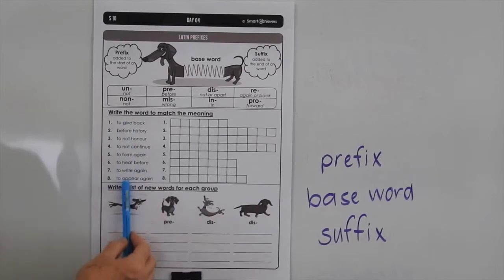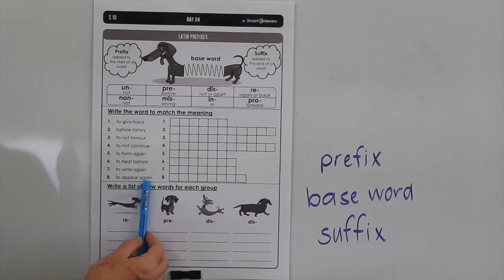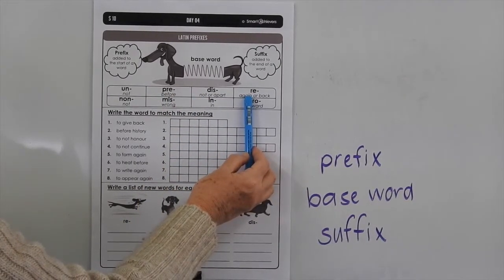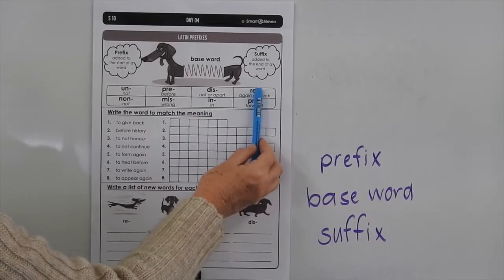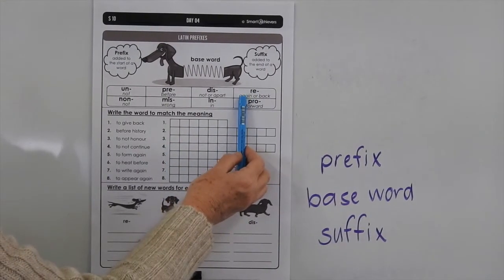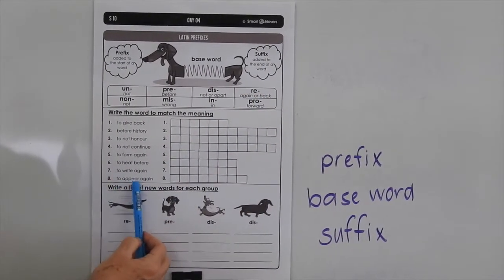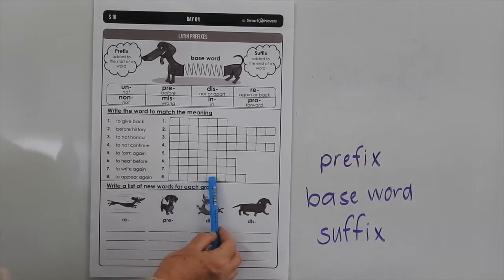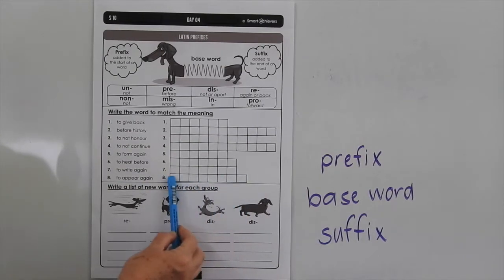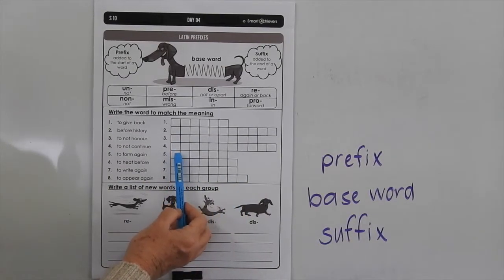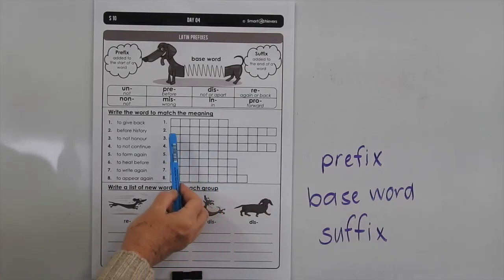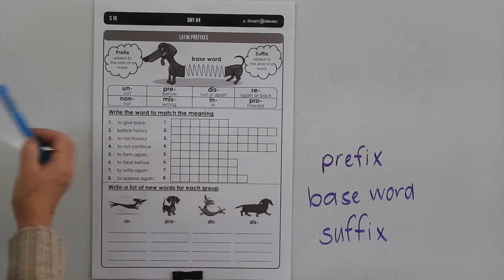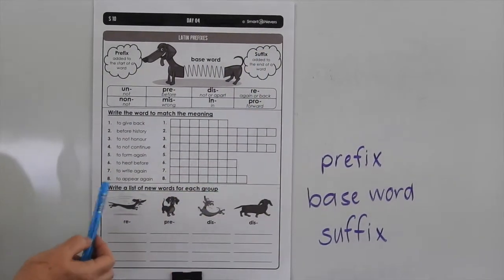So let's do the last one, number 8, to appear again. Now again, if we look up here, we can use re for the prefix, and that means again or back. So to reappear or to appear again would be reappear. So you could write that word in the boxes. We've given you the number of letters in each word to make it easier, because you may be adding the prefix, but you may need to add a suffix on occasion as well.